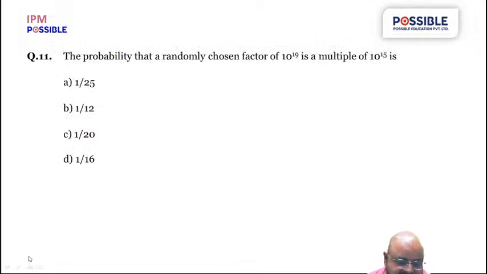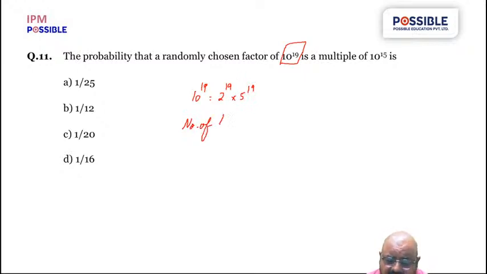So the first question says, the probability that a randomly chosen factor of 10 raised to power 19. Now, how many factors does 10 raised to power 19 have? 10 raised to power 19 is 2 raised to power 19 into 5 raised to power 19. The formula for the number of factors is straightforward. I add 1 to each power of the prime number and multiply. So 19 plus 1 into 19 plus 1. Please understand, in the exam I will not be writing this, and therefore I'll be able to save some time. This is 20 into 20, and therefore 400.